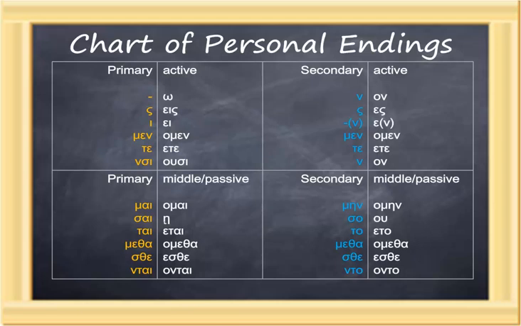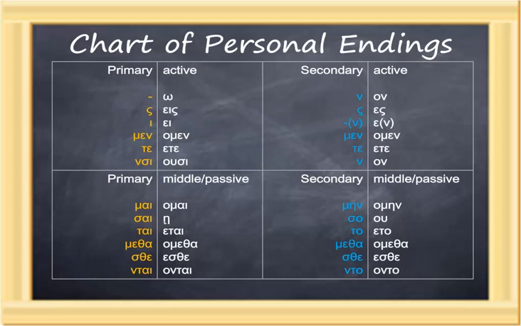The primaries can be either active or middle passive. The primary actives: nothing, sigma, iota, men, te, nsi. The primary middle passives are mai, sai, tai, metha, sthe, ntai. To the right of each of those in yellow, you see what the form looks like with its connecting vowel.